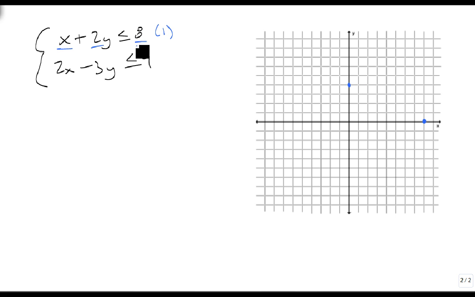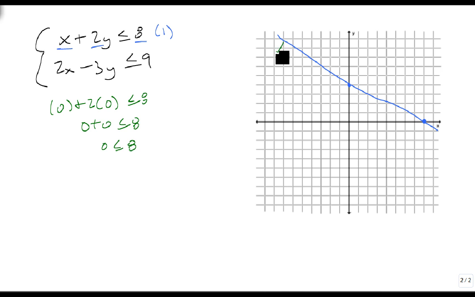And we get a solid line through those 2 points, and we graphed using intercepts. Now, if this were my only line, and I were to plug in the point 0, 0: 0 plus 2 times 0 is less than or equal to 8. 0 plus 0, 0, is less than 8, so that's true. So it wants to shade this way, and if it were the only line, that's where we'd shade. However, we also have to worry about our second line.